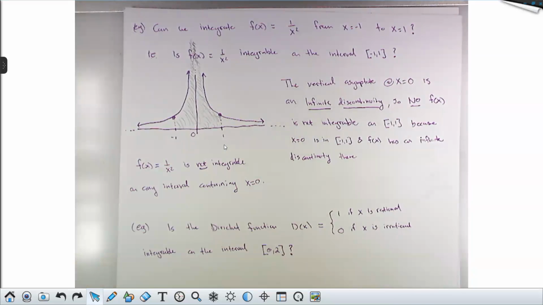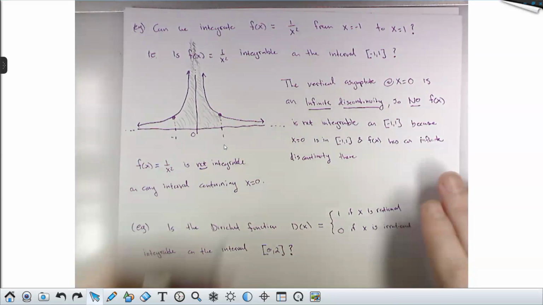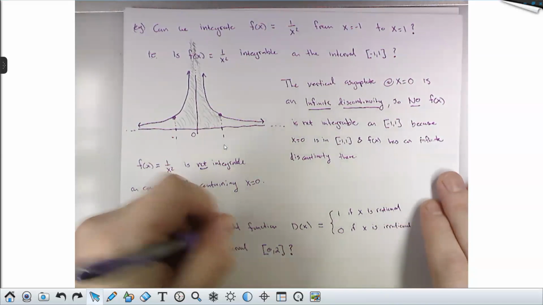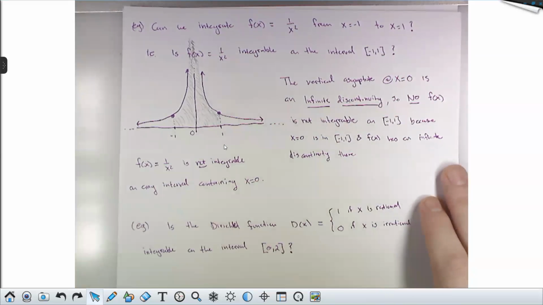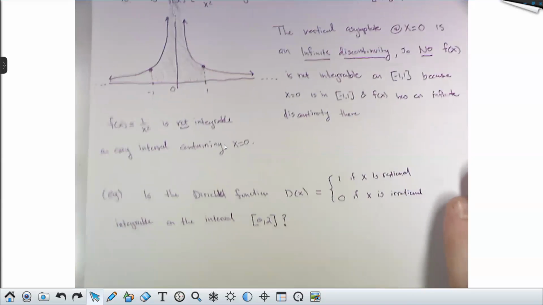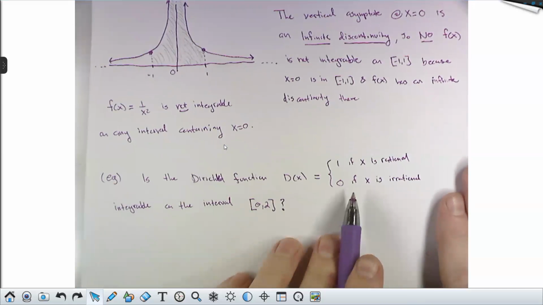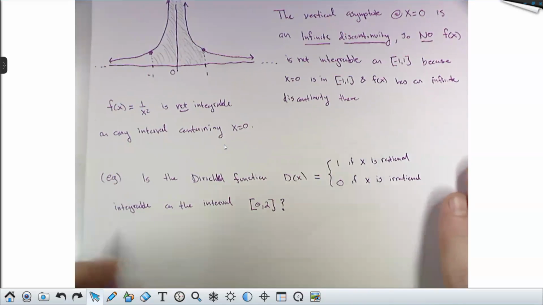Dirichlet, D-I-R-I-C-H-L-E-T. I left off the L. Yeah, Dirichlet. So this was a function that we looked at back when we were first starting to talk about differentiability and integrability.